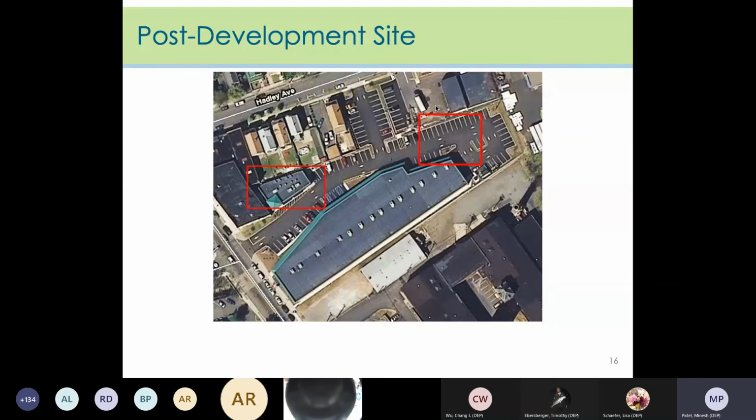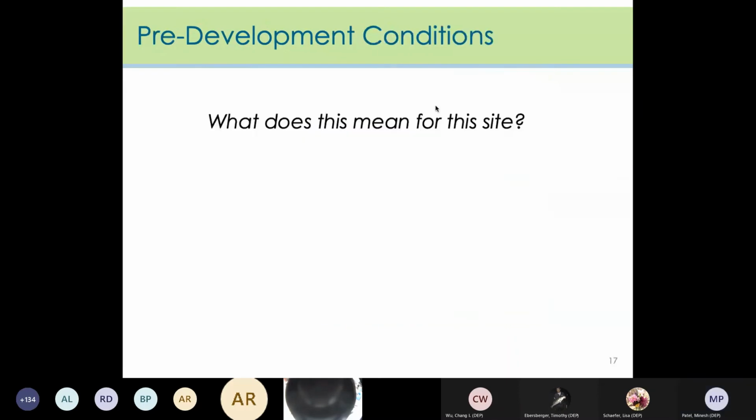And they were already considered to be close to triggering water quality with just being under the quarter acre of impervious. So as you see here in this aerial image, there once was a piece of vegetated area, but now they decided to pave it over, and there's more impervious coverage now than they proposed originally, which would push them over the threshold for triggering water quality. So what does this mean for the site now?